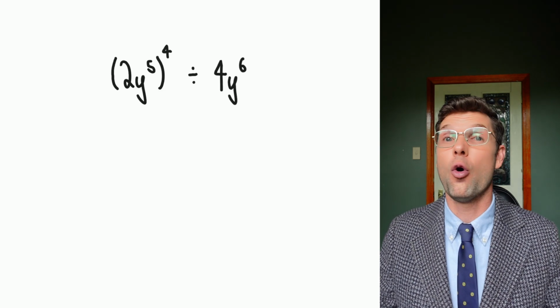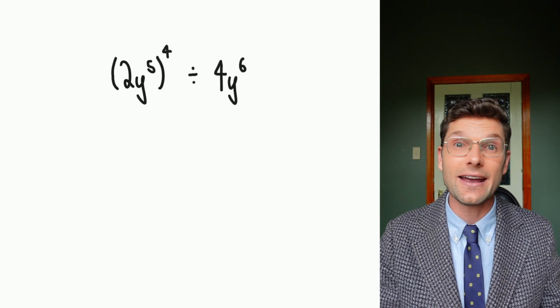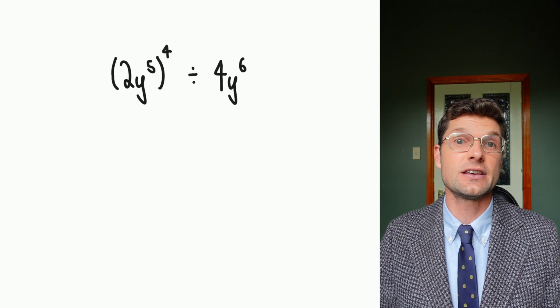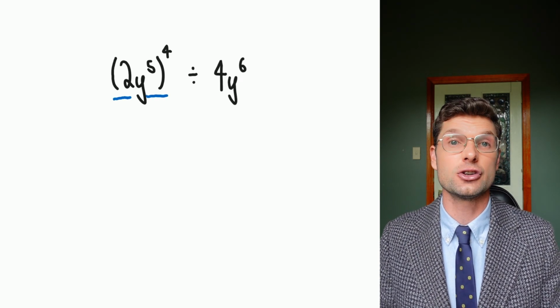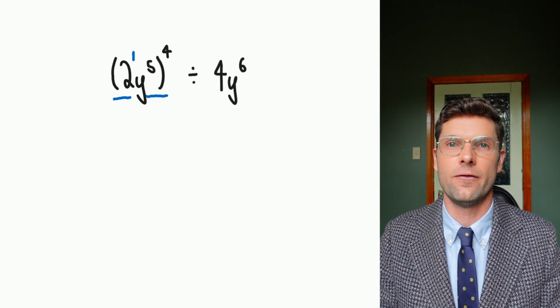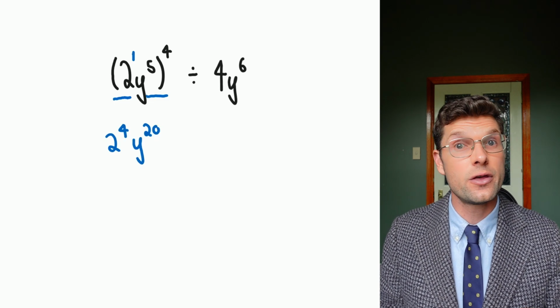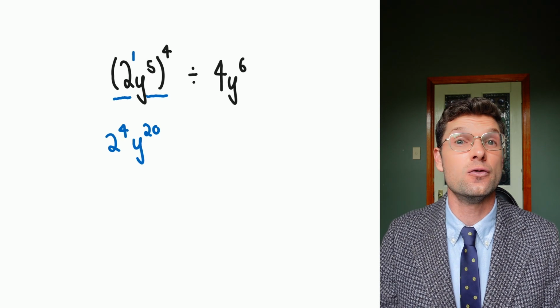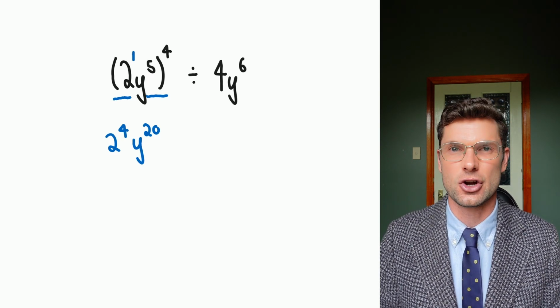So here I'm going to put all my skills together. I'm using the brackets that I've learned in this lesson with my dividing skills from the last lesson. The first thing I've got to do is work out this bracket. I've got 2 with a little imaginary 1, y to the power of 5, all to the power of 4. So this becomes 2 to the power of 4, y to the power of 20. Remember, I can't just do 4 times the big 2. That's not going to work.